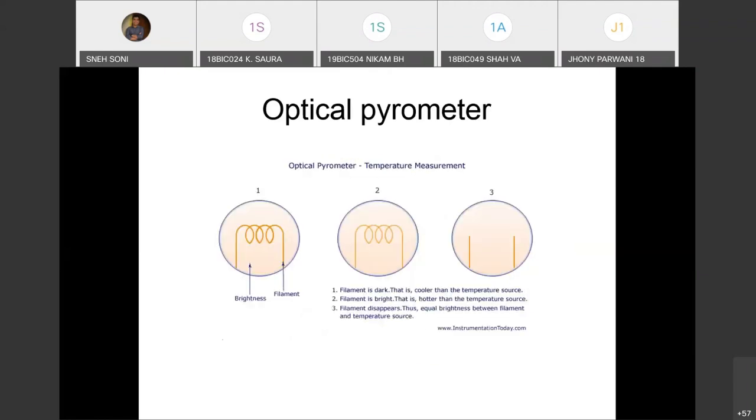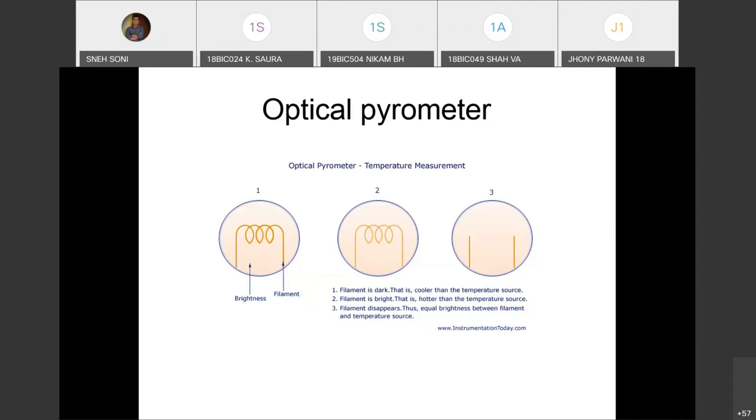So when you have background brighter, right, आप यहाँ पे देख सकते हैं filament is dark, right, cooler than, we can say, cooler than the temperature source. आपका जो हॉट बॉडी था उससे अगर आपको फिलामेंट डार्क दिखे, that means your filament temperature is, we can say, cooler than the temperature source. मतलब आपको filament का temperature कम है, right? So filament is dark, that is cooler than the temperature source.